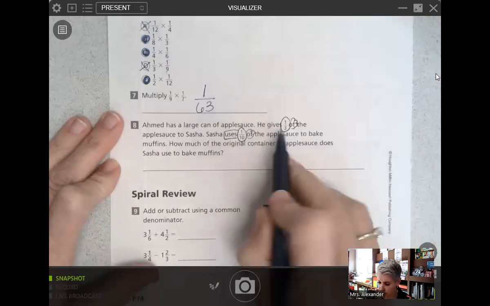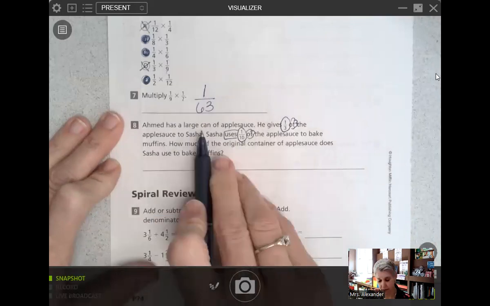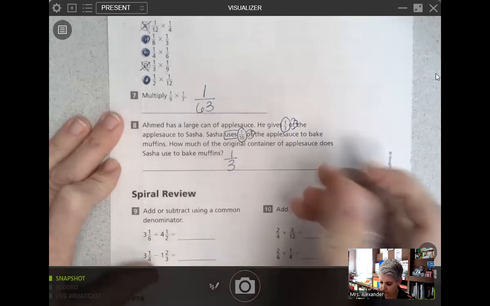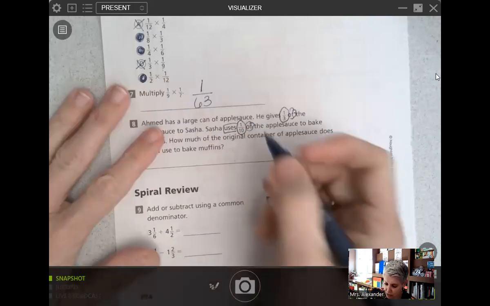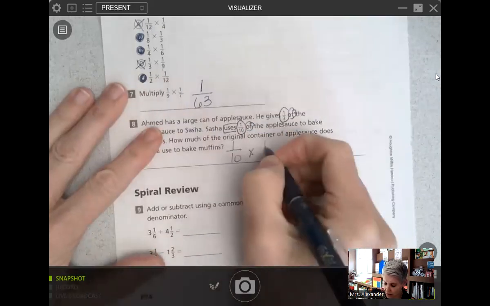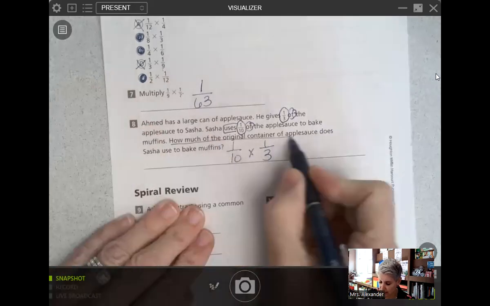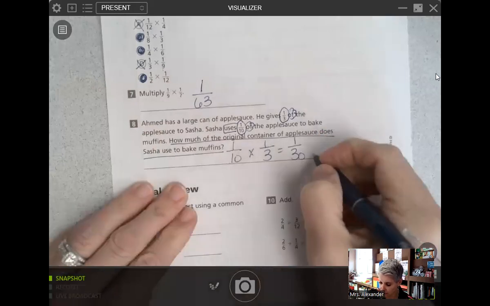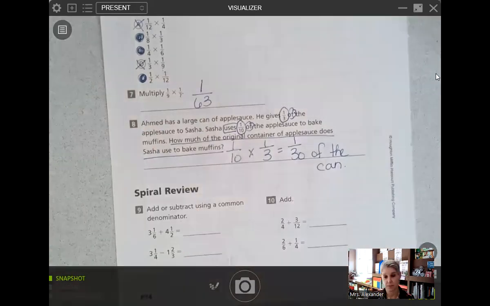This first one, 1/3 of the large can. So 1/3 times 1, we have 1/3. That's what he gives to Sasha. She uses, I'm going to move this around because the situation says she uses 1/10 of the 1/3. How much of the original container does Sasha use? 1/30 of the can, of the total can, 1/30. All right, that's it for your test prep.